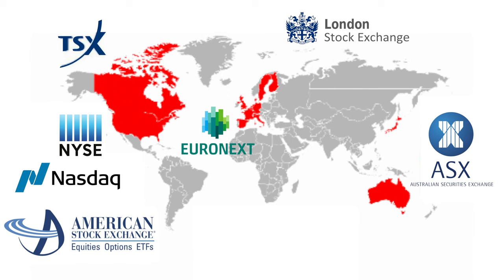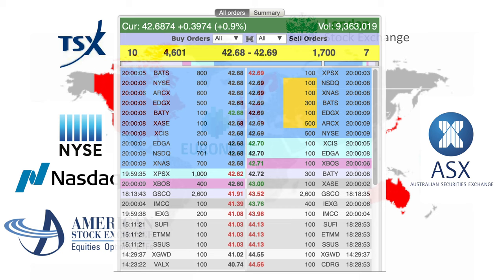And what really makes ADVFN unique is it offers its users the ability to see the orders not just from any one exchange, but also from multiple exchanges, all in one place and in one single order book. This is a powerful tool because it allows you to have a much clearer insight into the demand and supply for the stock you're looking at.